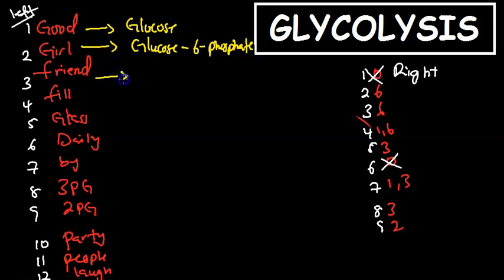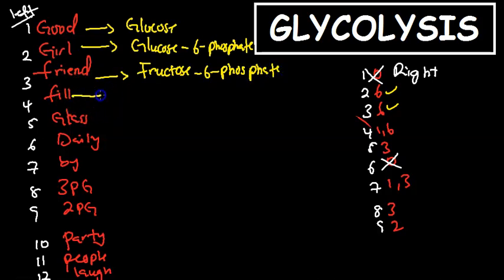On number 3 here, on our left hand side, we have Fru. This simply stands for what? Fructose. What do we have on number 3? We have 6. It's going to be fructose 6 phosphate.